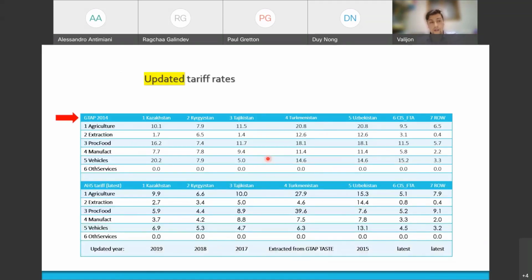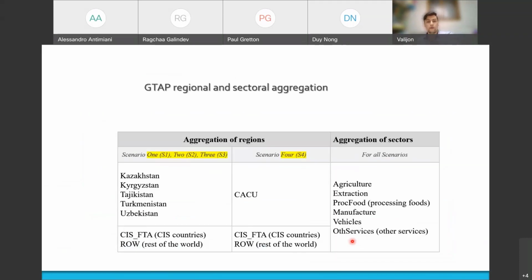So you see here, because the latest GTAP data is 2014, we updated using the WITS online data website with the latest available data for each country, using, of course, the run GTAP alter text function. So here is the scenarios aggregation.